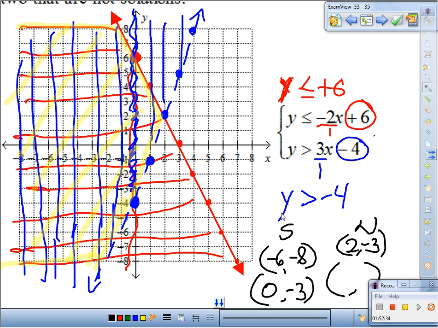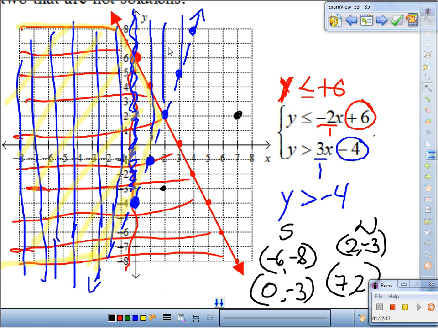2 and -3. Let's see, 2, -3. Yep, that's a non-solution. And one more. 7 and 2. 7 and 2. Yeah, that definitely is not a solution. Okay? And we're done with that one. That one's worth 8 points.